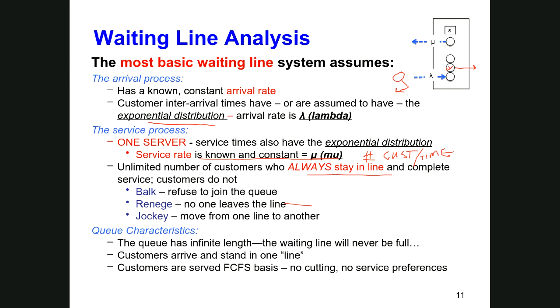And then they don't jockey. In this case, we only have one line, but we'll see in the future that customers don't move from one line to the other. Again, the line length is infinitely long. They stand in one line and are served on a first come, first served basis. There's no cutting in line, no service preference. In other words, there's no priority service. Everybody enters the line, stands in line, and waits in line until they receive their service.